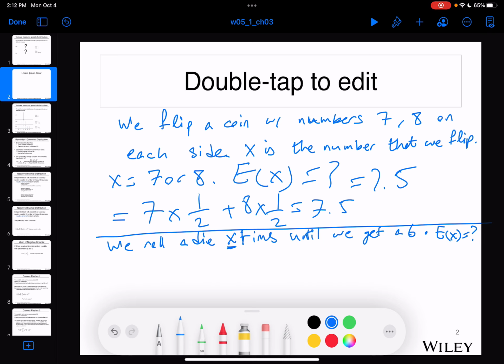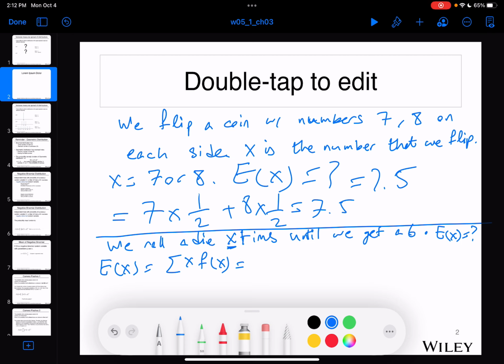From the previous slide or from intuition, we know that if we want to roll a die until we get a 6, on average, how many times should we roll a die? 6 times. That's from intuition. But let's use the definition of the expected value to derive that. The answer will be E of X is sigma x f of x. That's the definition of the expected value.